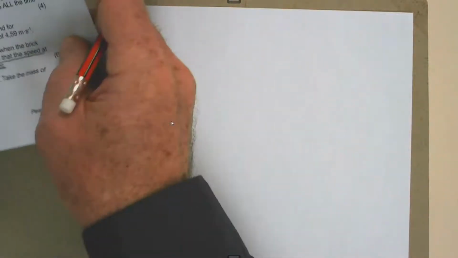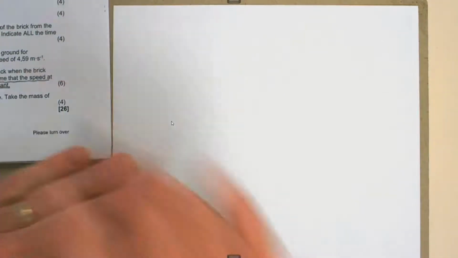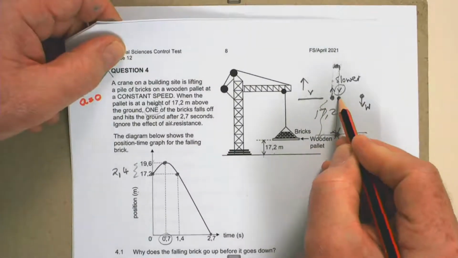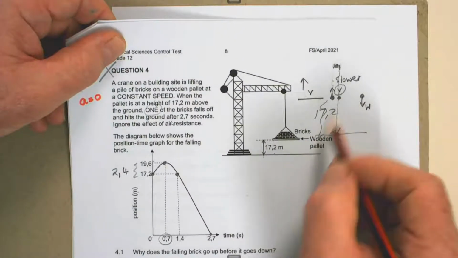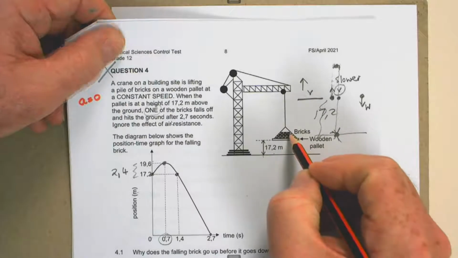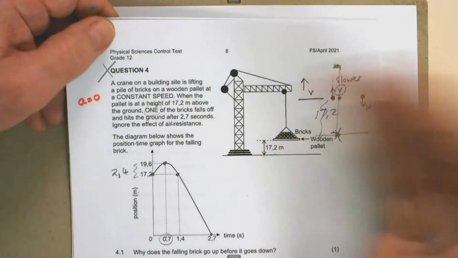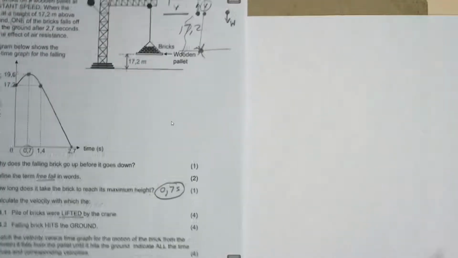So there's no need to mess that up. Okay, so the pile of bricks, you have to calculate the velocity with which it was lifted. Now, at that point where the brick leaves the pile of bricks, the velocity of the brick is the same as the velocity of the pallet or the pile of bricks. So any of that will be fine. So let's see what info we have for that.